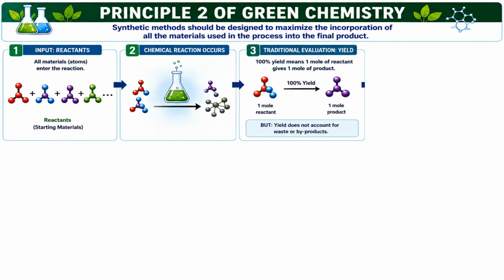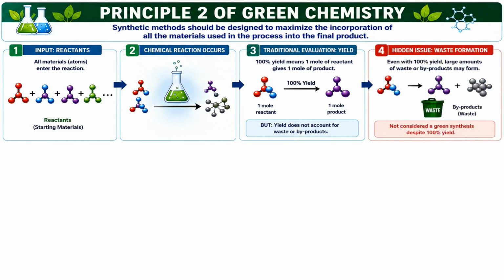But here's the limitation: yield does not account for waste or byproducts. Even with 100% yield, a large amount of waste or byproduct may still be generated. So, a reaction with 100% yield looks efficient, but still can produce significant waste in the form of byproducts. Therefore, it cannot be considered green because all atoms are not incorporated into the final desired product.